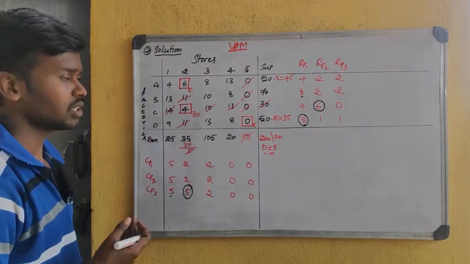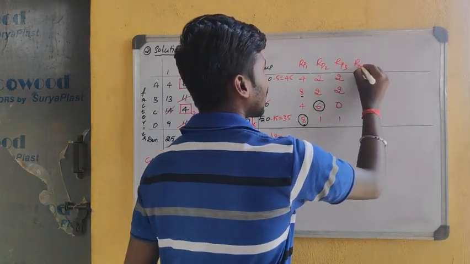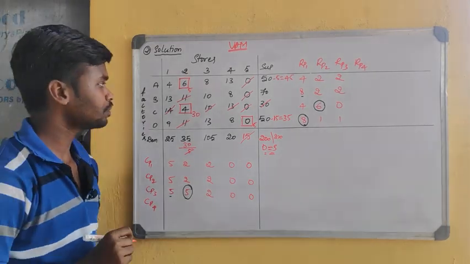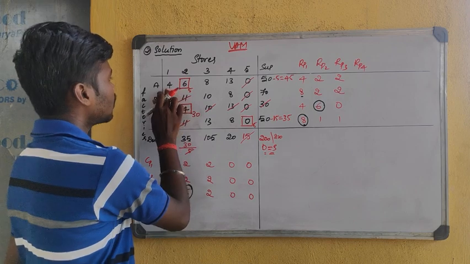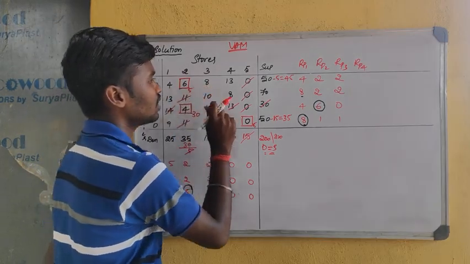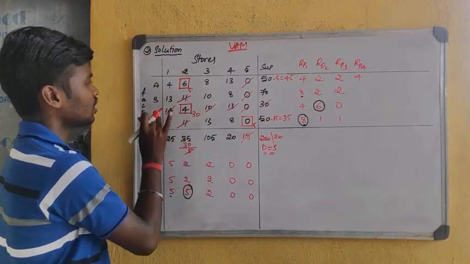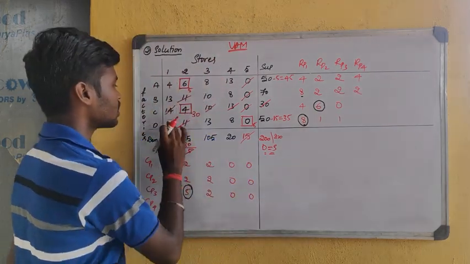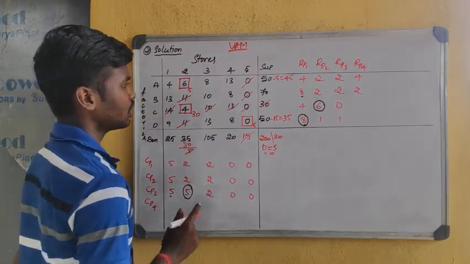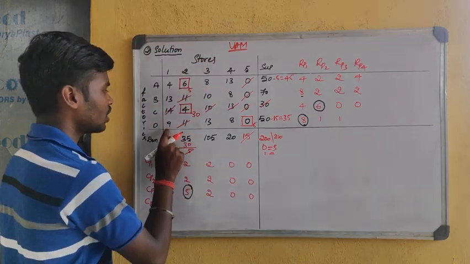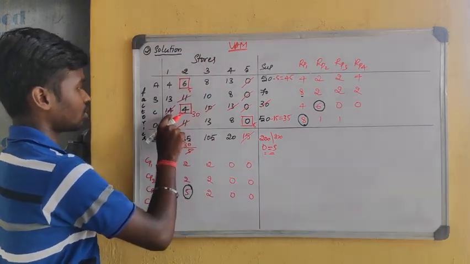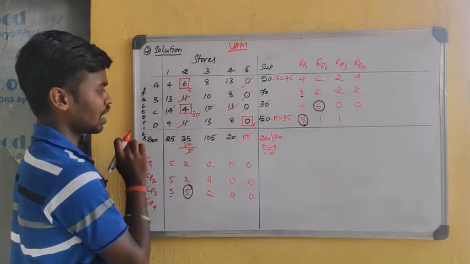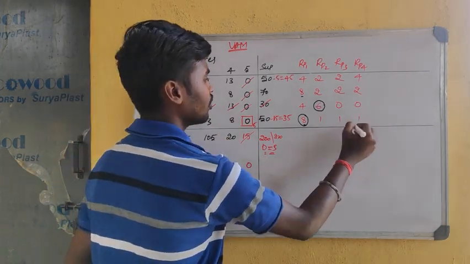Okay, next step. Again you are going to calculate the row penalty 4 and column penalty 4. See, first list is 4 and second list is 8, the difference is 4. Next, first list is 8 and second list is 10, difference is 2. Next, in the third row there are no numbers left, hence the penalty will be 0. In the fourth row, first list is 8 and second list is 9, so the difference is 1.